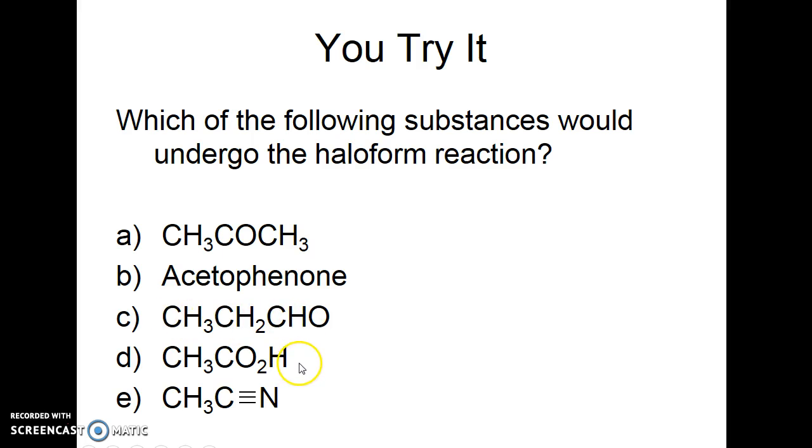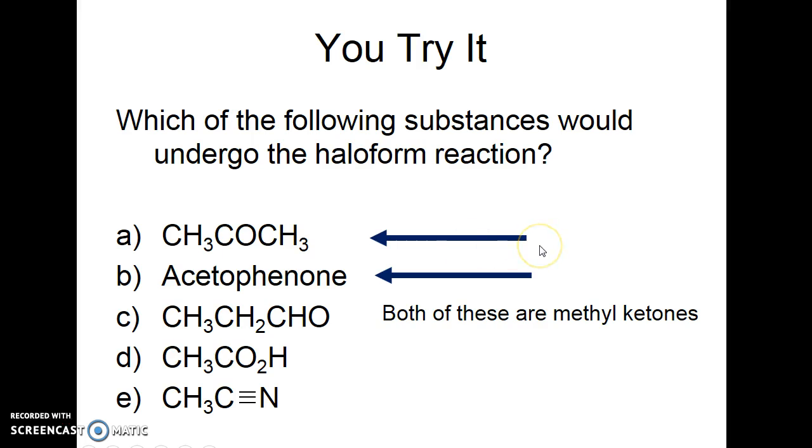This would not work. This is not an aldehyde or ketone, so it would not work. This would not work because it's not an aldehyde or a ketone. Acetophenone is a methyl ketone, and acetone is a methyl ketone. So both of these would end up undergoing the haloform reaction. Treating acetone under haloform reaction conditions would give you acetic acid, and acetophenone would end up giving you benzoic acid.